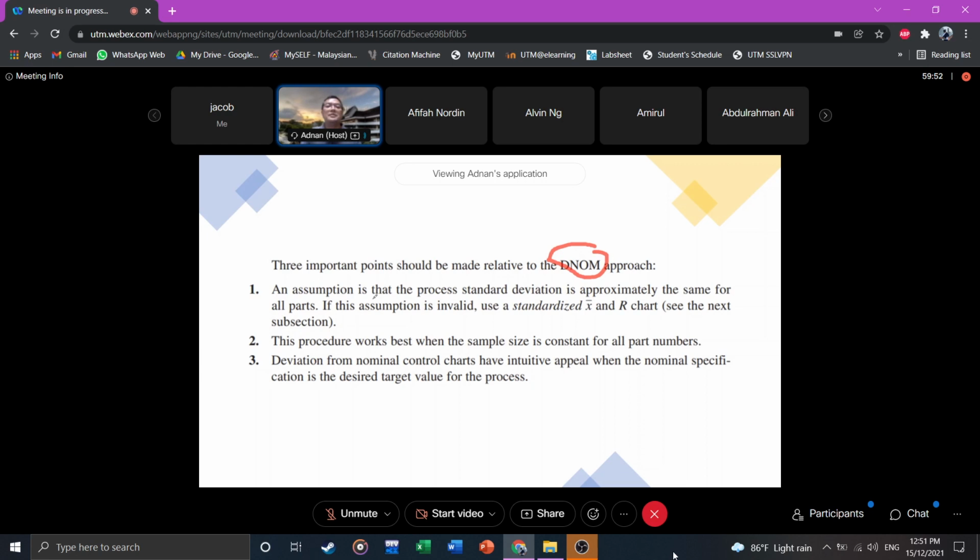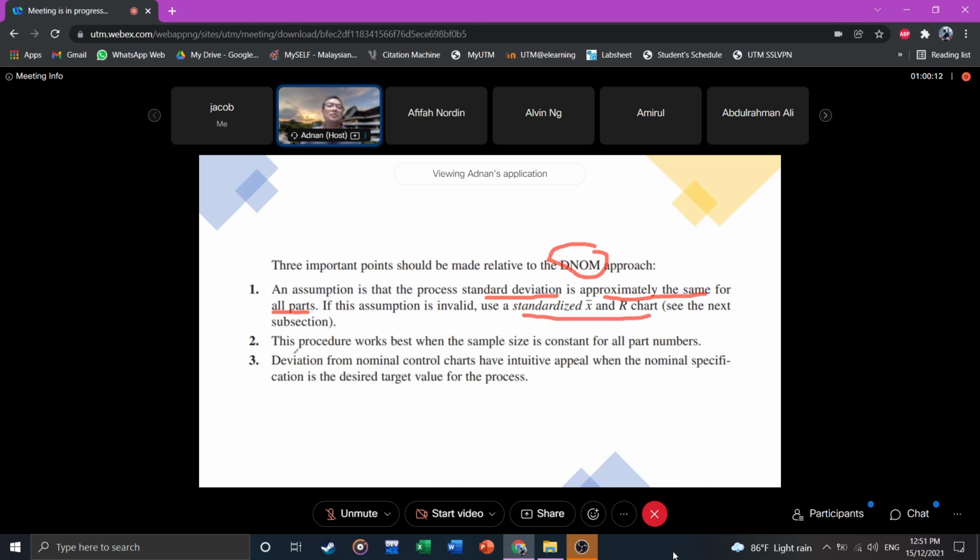So there are three important points we need to highlight related to the DNOM, deviation from nominal control chart. First, the assumption that the process standard deviation is approximately the same. We assume that the standard deviations are the same for the different components just now, for all the parts. If the assumption is not valid, we need to use the standardized X bar and R chart.